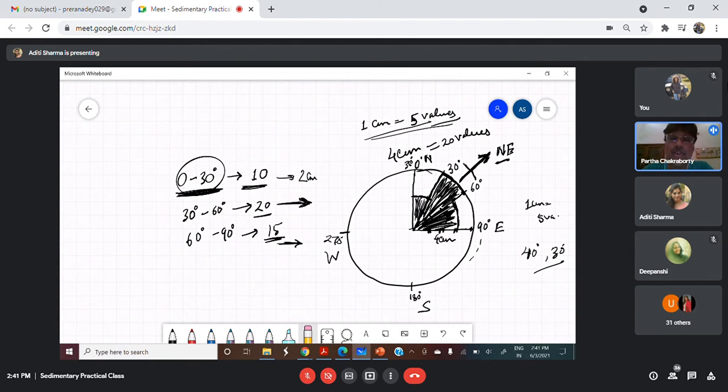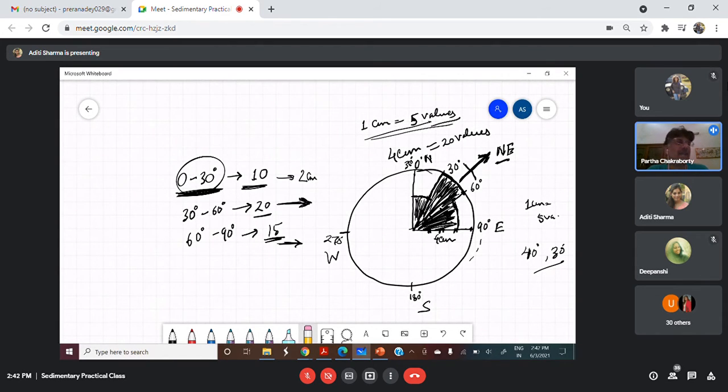Now, as Aditi has taken 1 centimeter equal to 5 values, because she has a large frequency like 20, 10, 15, the frequency is very high. Suppose I have 3, 4, 5 as my frequency. In that case, I will take 1 centimeter equal to one data. So it all depends. It is subjective, depending on the frequency, both the class interval and frequency.